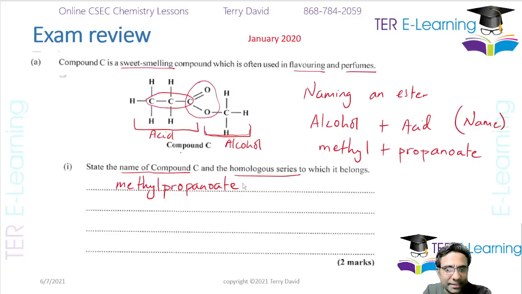That's the name of this ester here. And what homologous series? It's an ester. So bear that in mind. That's how we name an ester. The first part of the name comes from the alcohol, and the second part comes from the acid. So it is methyl propanoate. I saw some of you have that. Great. That's correct.